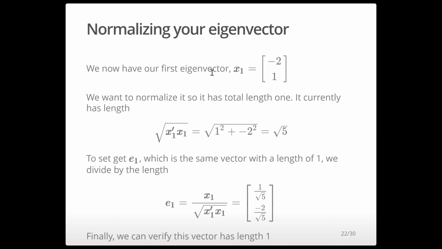And so we want to normalize it so it has total length 1. Currently, it has length square root of 5. So if we take the square root of x1 transpose x1, we get the square root of 5. So if we want to get e1, which has length 1, we just divide by the length. So we divide x1 by square root of 5, and that gives us a vector of length 1. And you can verify that if you would like to do. It looks like I think that got cut off on this slide. That's okay.